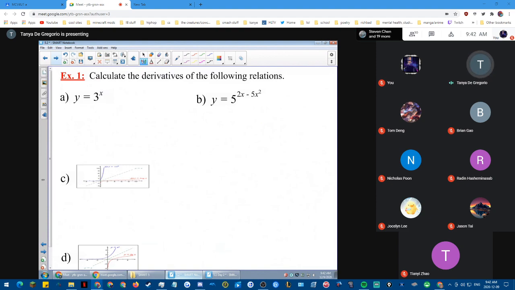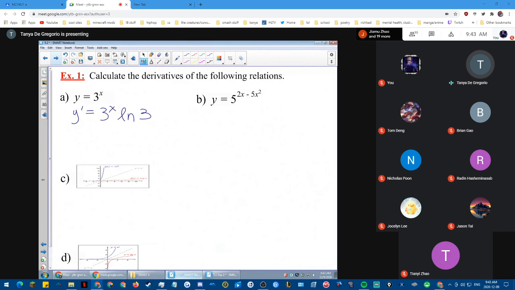All right, so calculate the derivatives of the following relations. So y equals 3 to the x. I want to take the derivative of y equals 3 to the x. So we just saw it's itself, and then times the ln of your base. And you're going to leave it like this. You're never going to put ln 3 first because it's confusing. ln of 3 to the exponent x, right? It's confusing, so we always write it this way.